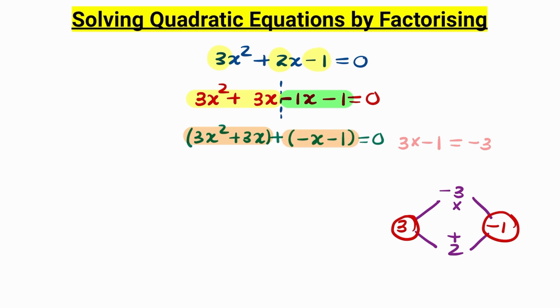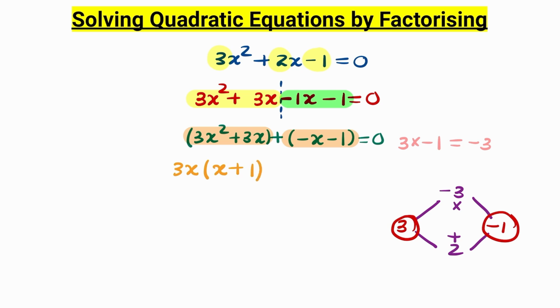How can we factorize 3x squared plus 3x? We can take the common factor out. What is the common factor here? It is 3x. What is remaining inside the brackets? 3x squared divided by 3x is just x. And when we take 3x from 3x, it's just 1, because 3x divided by 3x is 1.